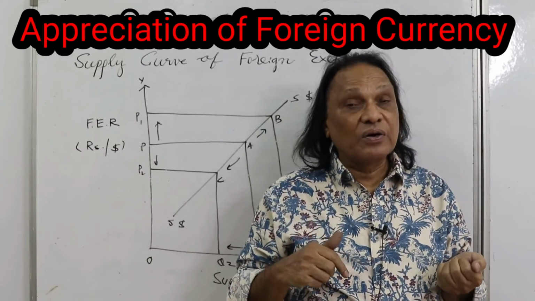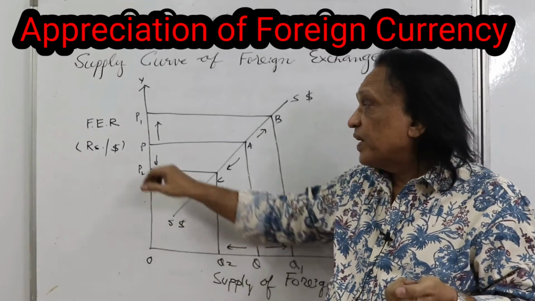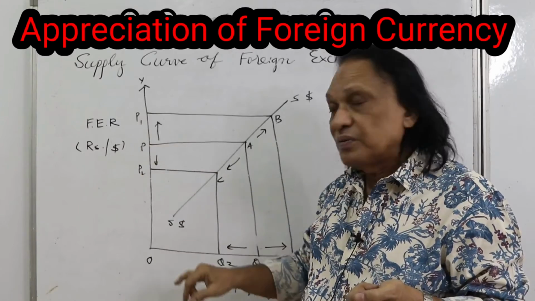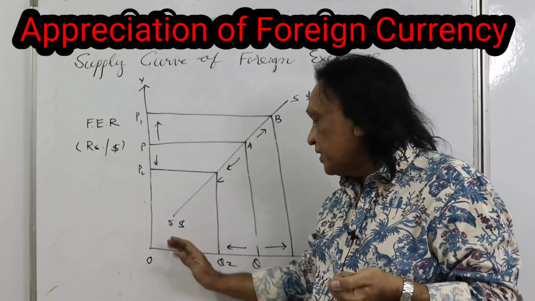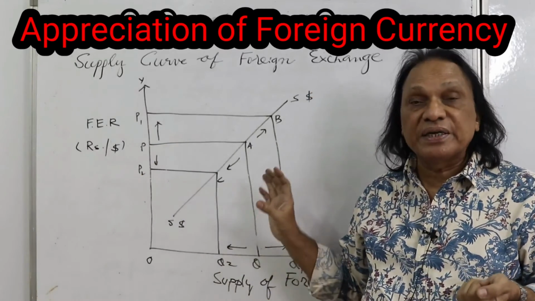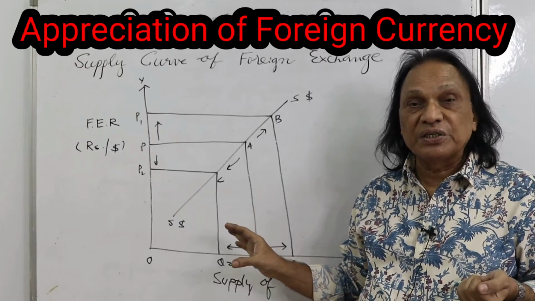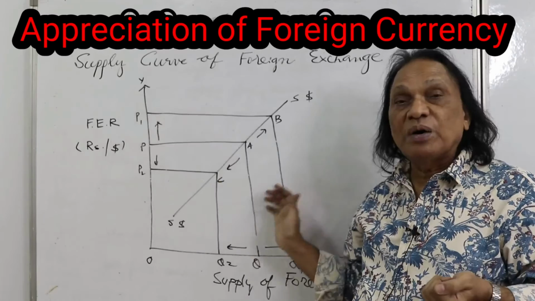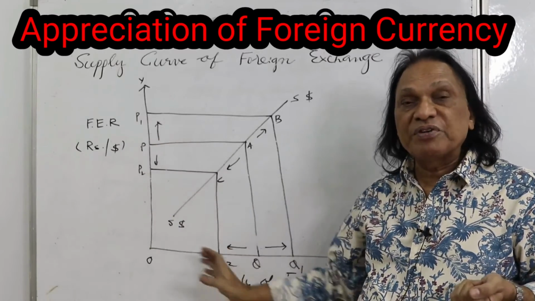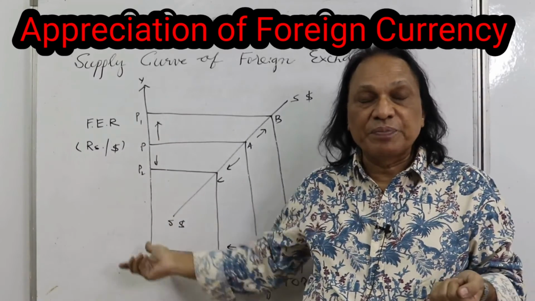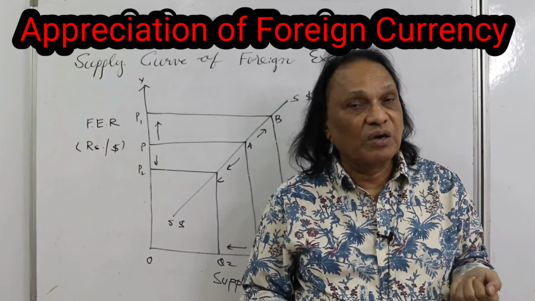Now the other way around, if the foreign exchange rate comes down, the supply of foreign exchange also comes down. There is a direct relationship between foreign exchange rate and supply of foreign exchange. When it goes up, supply will go up. When the foreign exchange rate comes down, supply will also come down. Why is it happening?